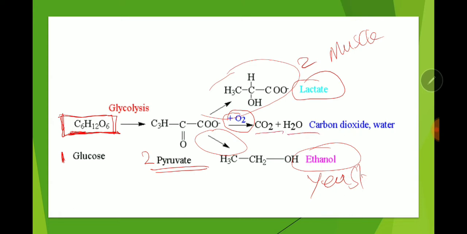Okay, so this is a quick summary of what we just discussed. Make sure you look at it. It's very simple. Don't bother yourself looking at the configurations here. Just make sure you know that this formula of glucose is broken down into 3 carbon molecules of pyruvate. And if you don't have oxygen, in muscle you're going to form lactate, and in yeast, you're going to form ethanol. If you have oxygen, then you're going to form carbon dioxide and water.